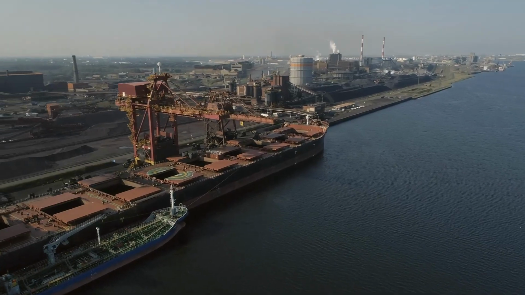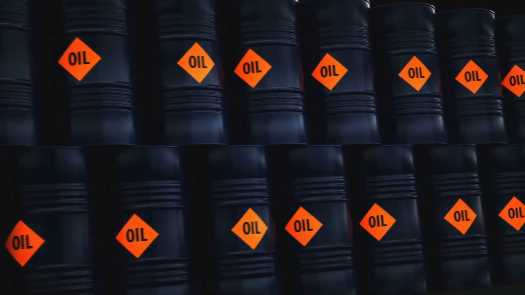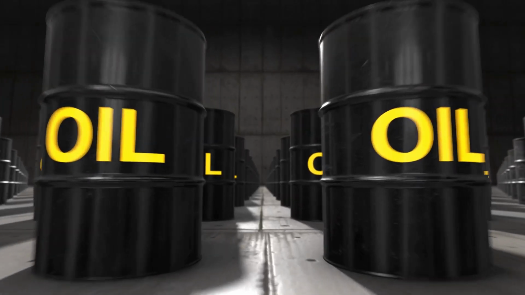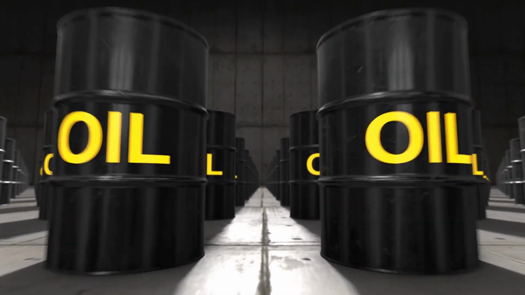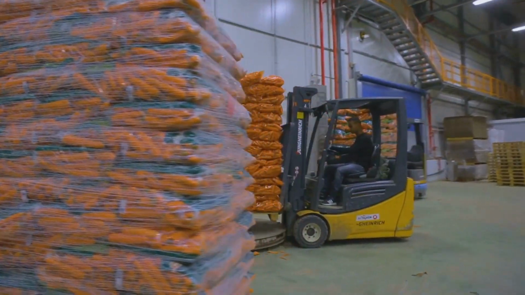Next, we have specific tariffs, which are fixed amounts charged per unit of imported goods. Imagine a $5 specific tariff on each barrel of imported oil. This means that regardless of the oil price, each barrel would face a flat $5 fee at the border. Specific tariffs are common for agricultural products and raw materials.